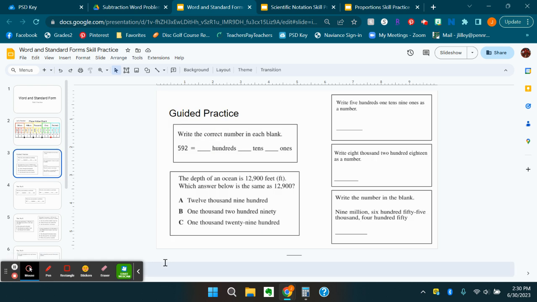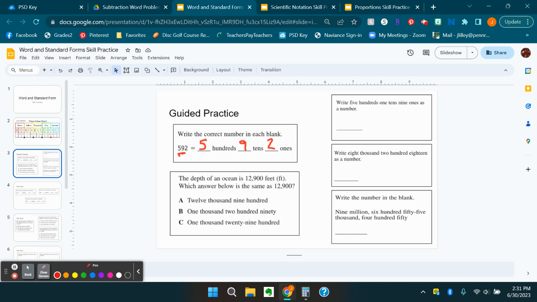So let's look at some examples of how this comes up when you're doing your progress monitoring. The first one that you might see has a number in it. It shows you the number in number form, and then it asks you to write which of these is in the hundreds place, the tens place, and the ones place. So really this one is just about knowing your place value. The 2 is in the ones place, the 9 is in the tens place, and the 5 is in the hundreds place. You can also notice that we're pretty much just writing the numbers in order again.